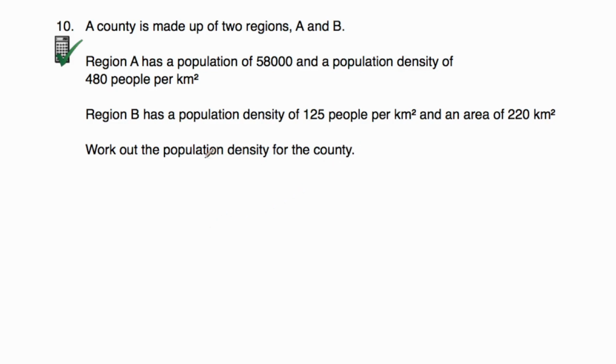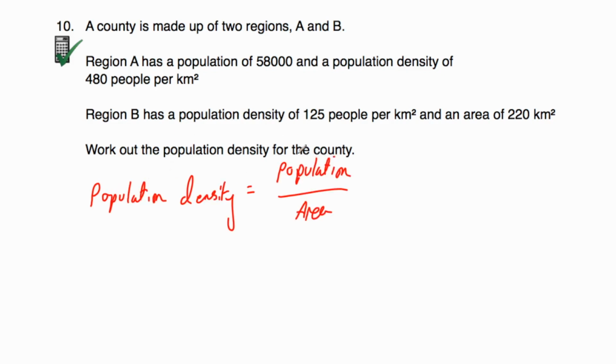So the population density is equal to the population divided by the area. So if we want to work out the population density for the whole county, we're going to need to work out the population of the whole county and the area of the whole county. And then once we know those two bits of information, we can work out the population density for the county. So let's look at region A. For region A, we know its population and we know its population density, so we can find its area. And that's going to be useful for working out the area of the whole county.